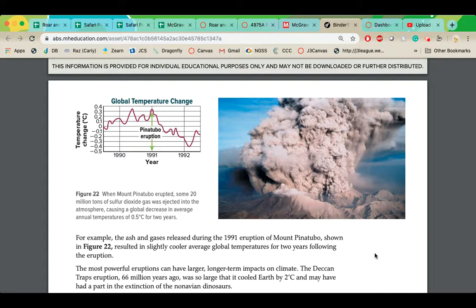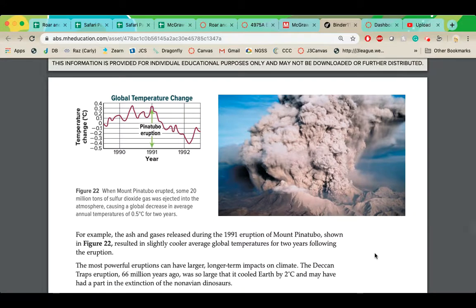We saw temperature changes after the Mount Pinatubo eruption for a couple of years after it erupted. And they estimate that this large eruption caused the Earth's temperature to decrease by about 2 degrees. So, this is more of a short term climate change.